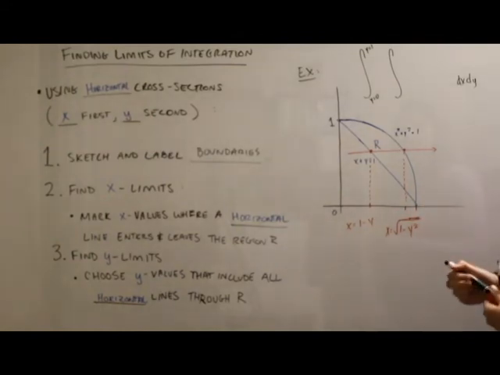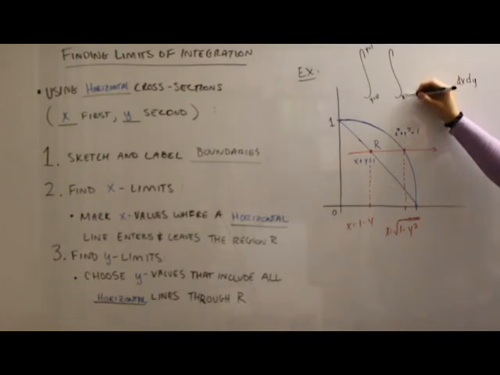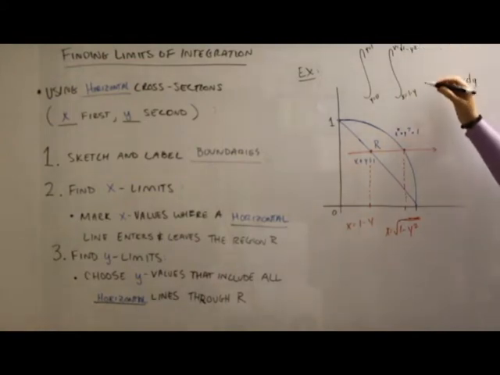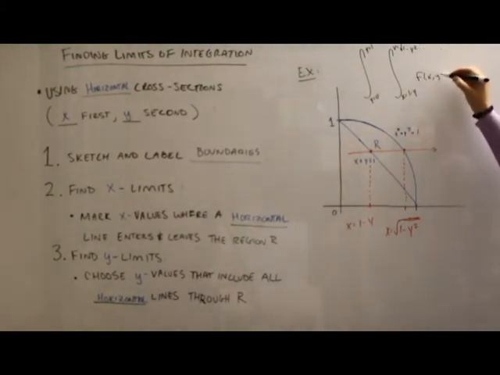And so for our integration, our lower limit is x equals 1 minus y, and our upper limit is x equals root 1 minus y squared. And then whatever our bounding function at the top is, our z function.